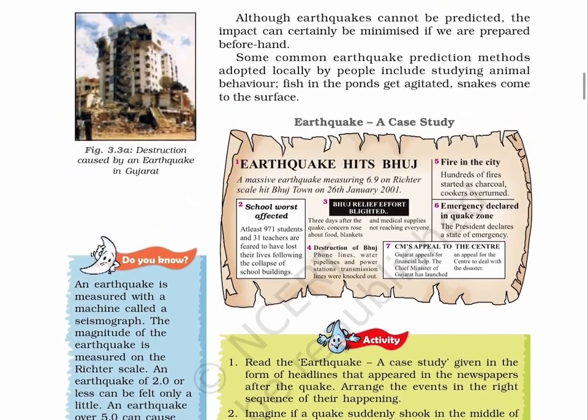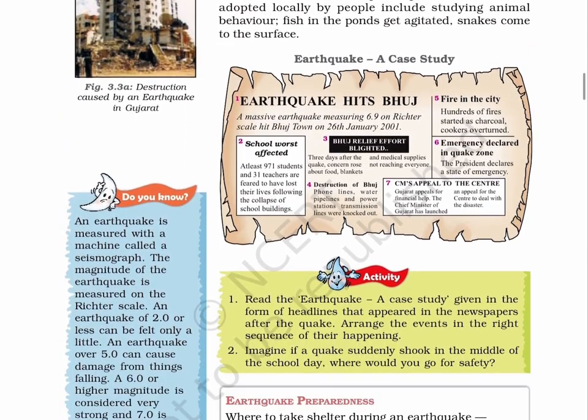Earthquake, a case study. Below this we have the picture of a newspaper which has the headlines that appeared in the newspapers after the earthquake. Numbers are written next to each of the headlines, and below is an activity. 1. Read the Earthquake, a case study, given in the form of headlines that appeared in the newspapers after the quake. Arrange the events in the right sequence of their happening.